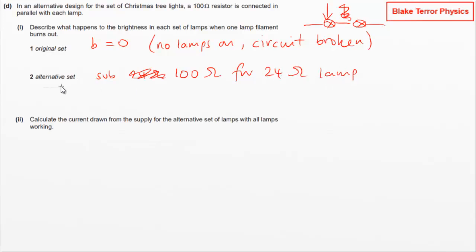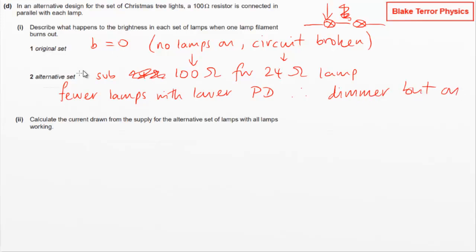So we've got fewer lamps with lower PD, because we're going to get more potential over this 100 ohms than we did over previously when we had the 24 ohm lamp there. So we've got fewer lamps with a lower PD, therefore they're going to be dimmer but on. So that's going to be the change. That's the advantage of having these alternative routes.